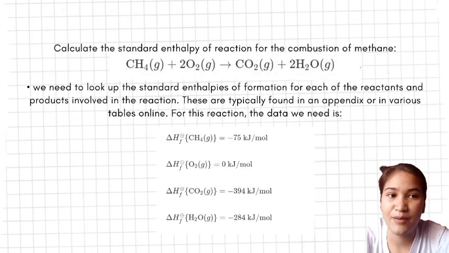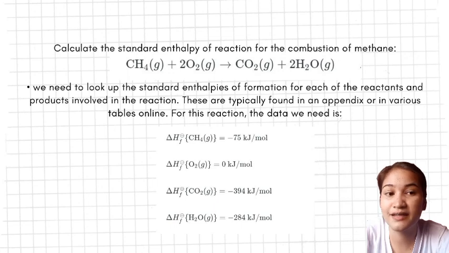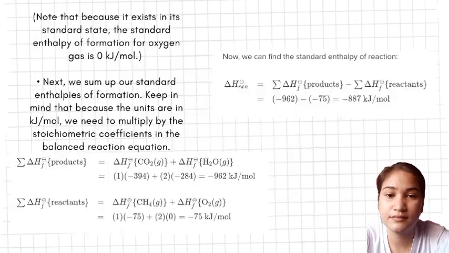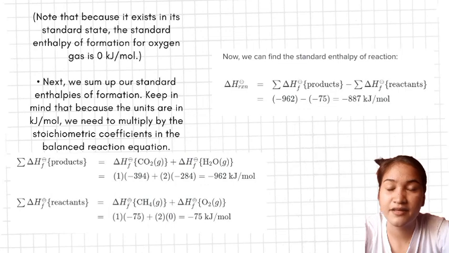Here we have an example. We need to calculate the standard enthalpy of reaction for the combustion of methane. First, let's look for the standard enthalpies of formation for each of the reactants and products involved in the reaction. Here are the data needed. Sum up the standard enthalpies of formation of our products and our reactants.